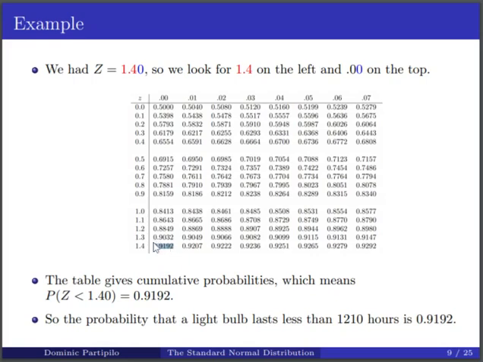So when we look this up on the table, we get 0.9192. So in other words, there's a 91.92% chance that the light bulb lasts less than 1210 hours.